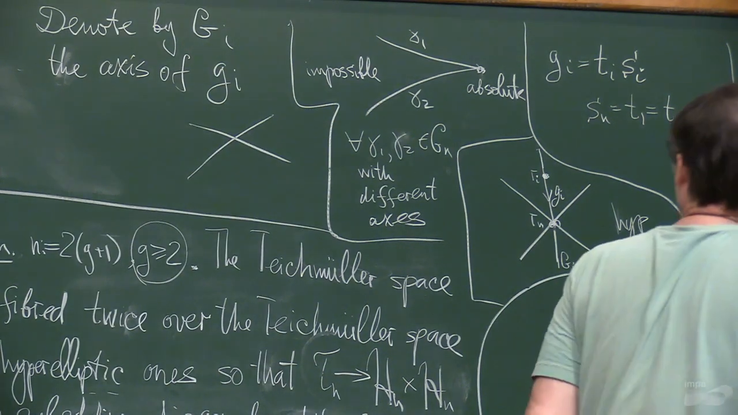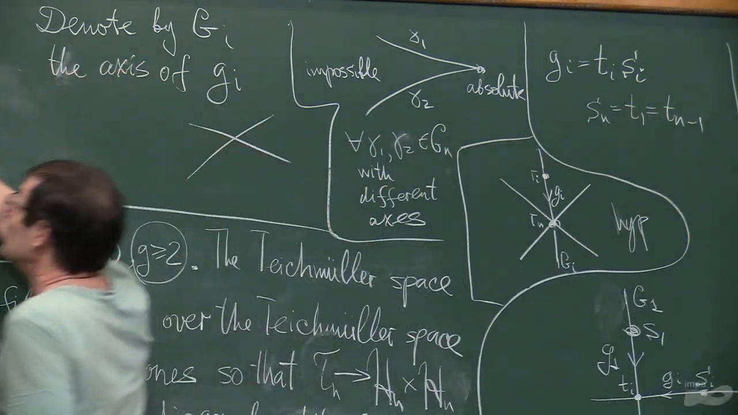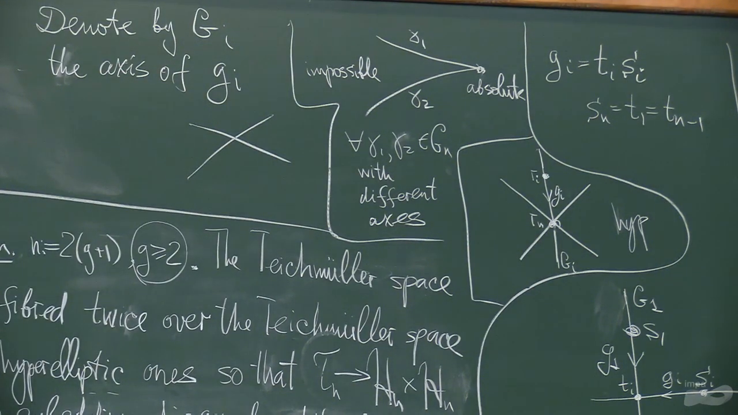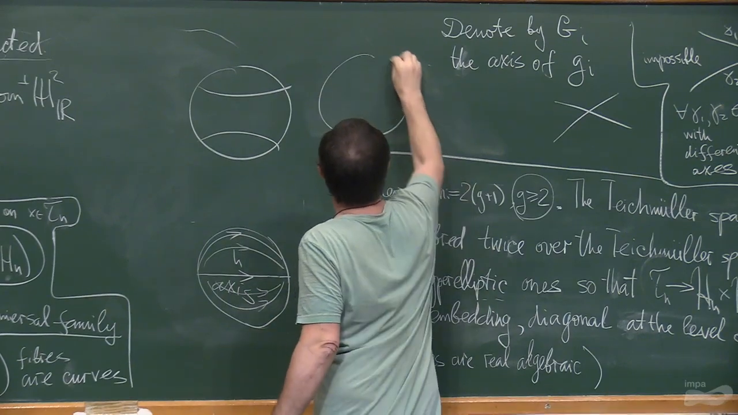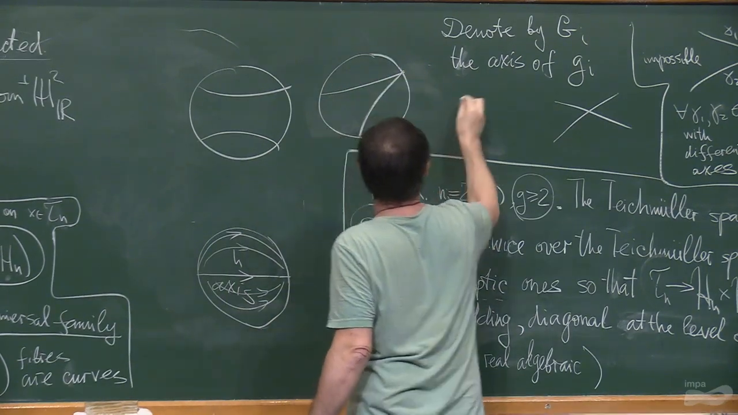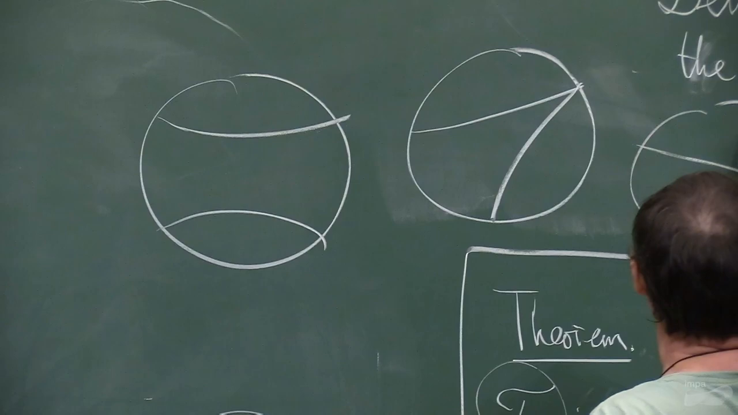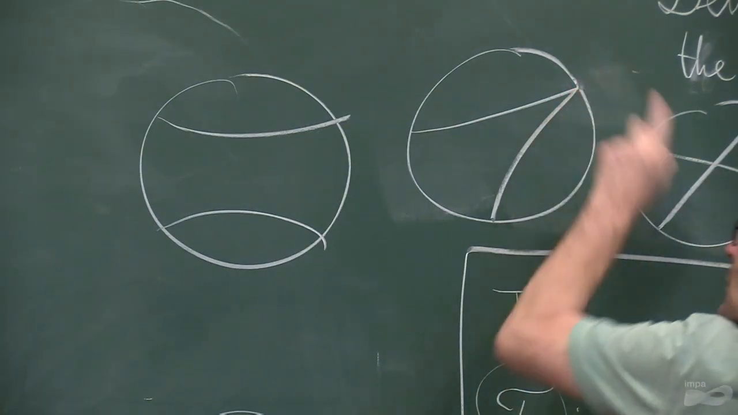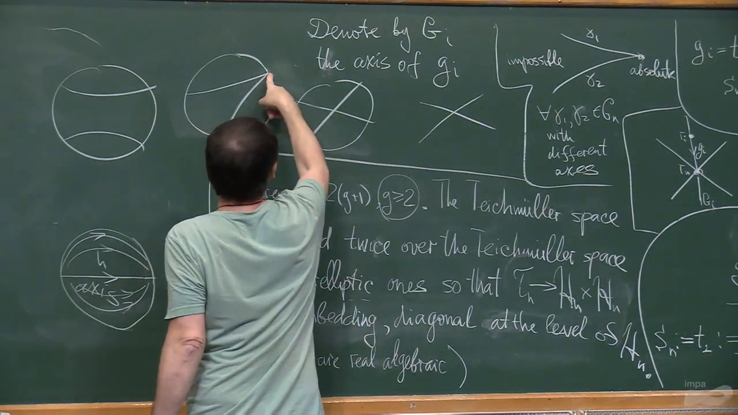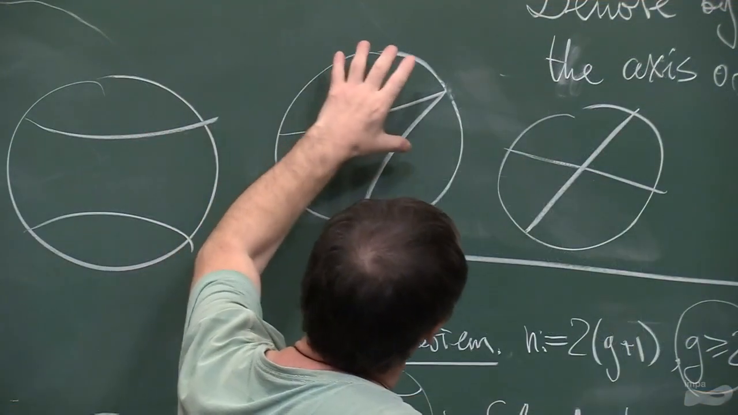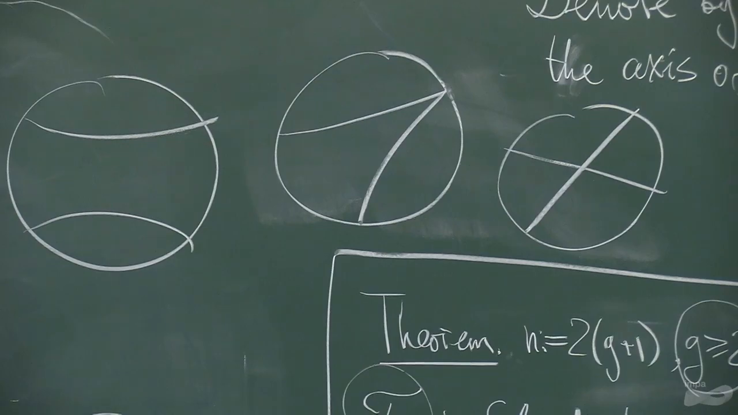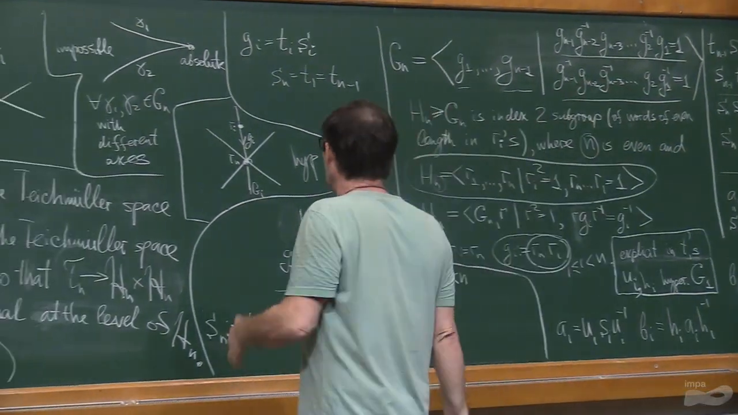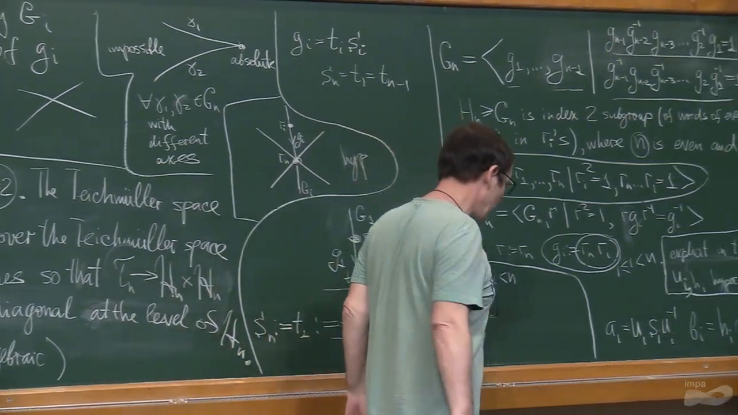There are three cases for geodesics. Geodesics can be ultra-parallel, can be tangent, and can intersect. After we know that the first case is impossible for the axes of our gi, we always have an intersection. Okay.